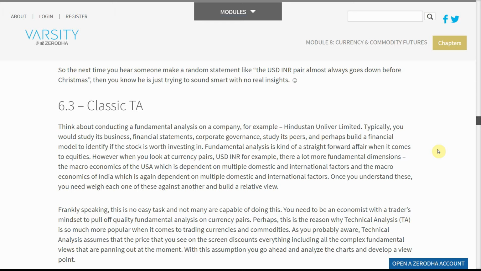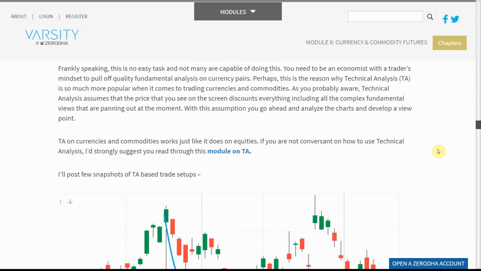Fundamental analysis is kind of a straightforward affair when it comes to equities. However, when you look at currency pairs, USD-INR for example, there are a lot more fundamental dimensions: the macroeconomics of the USA, which is dependent on multiple domestic and international factors, and the macroeconomics of India, which is again dependent on multiple domestic and international factors. Once you understand these, you need to weigh each one of these against another and build a relative view. Frankly speaking, this is no easy task, and not many are capable of doing this.